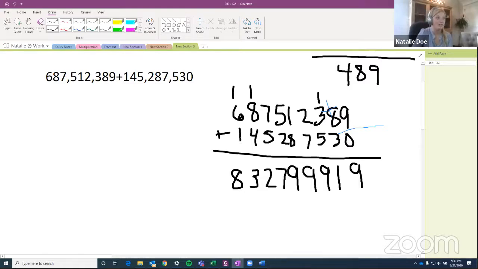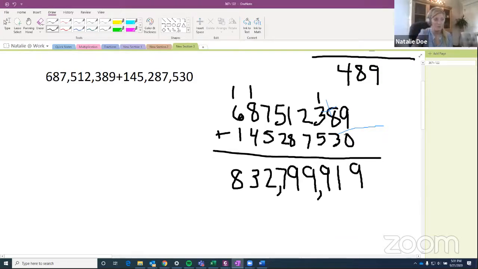687,512,389 plus 145,287,530. That gets us 832,799,919. So you can add numbers as big as you want, as long as you make sure that you line everything up when you get started.